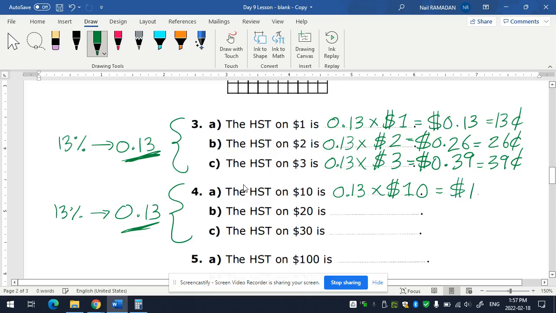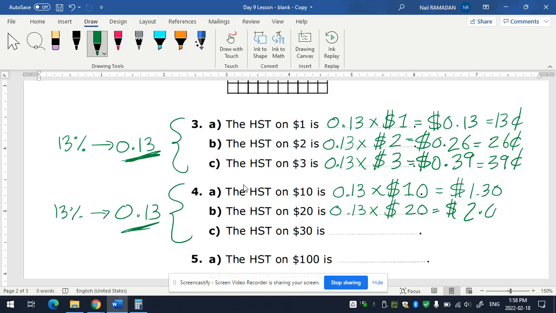So if you have something that costs $10, you're going to have to pay $1.30 on it as tax. Same way, 0.13 times 20 this time. It's going to be 2.6, or I should say 2.60, which is $2.60. Finally, 0.13 times $30. Look how the numbers are the same. They're just different amounts. How much now? $3.90.